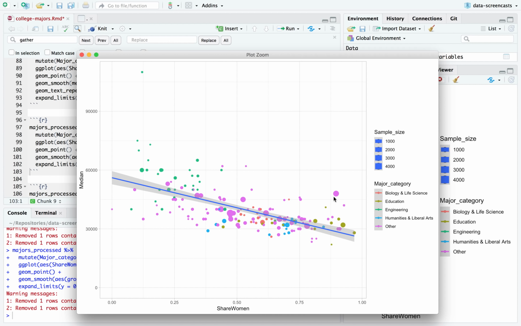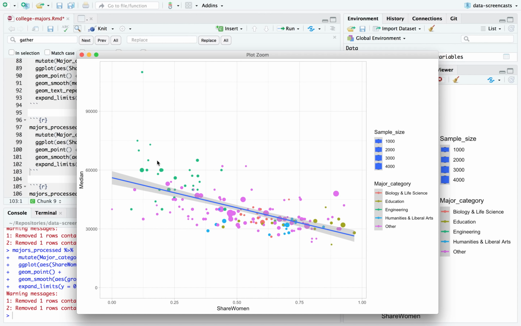So we notice this looks like an outlier. This category up here has a high share of women, but also a higher than expected salary. But it's absolutely not noise. It is an outlier, but it's not noise. It has a fairly large share. This is in contrast to this outlier, petroleum engineering, which we saw before, which has a relatively small share. This is going to be a good graph.